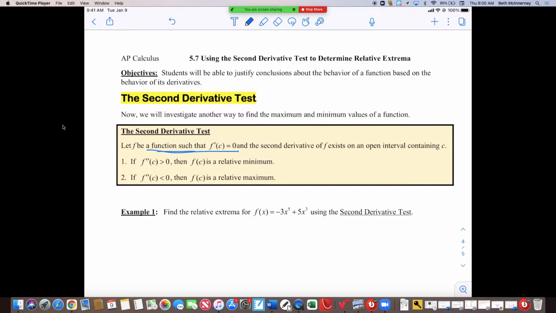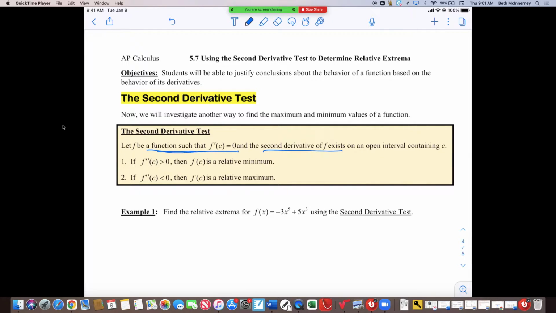And the second derivative of f exists on an open interval containing c. So you cannot have a corner on the first derivative graph. So there are some qualifying conditions here. So if those conditions are met, if f double prime of c is greater than 0, so if the second derivative is positive, then f of c is a relative minimum.